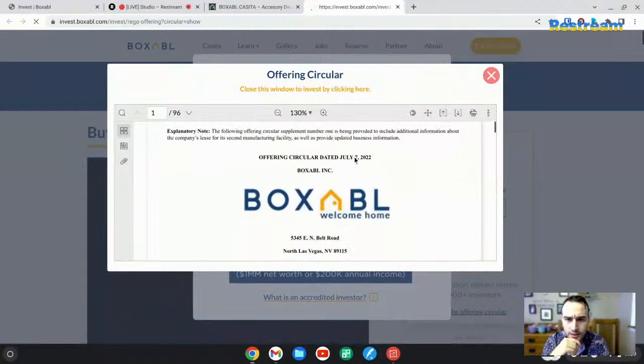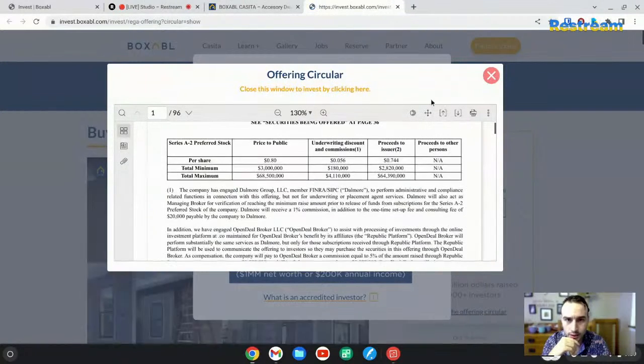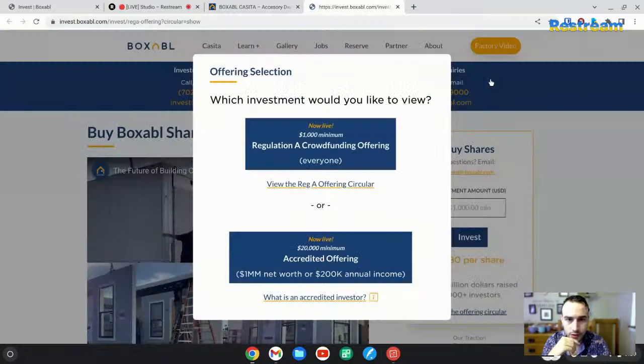Okay, this is the same circular here. We click out of the circular. Let's see, which investment would you like to view? Now live, a $1,000 minimum. A Reg A crowdfunded offering or the accredited offering? Okay, the Reg A, open to everyone, to non-accredited investors, has a $1,000 minimum investment. The accredited offering has a $20,000 minimum investment.